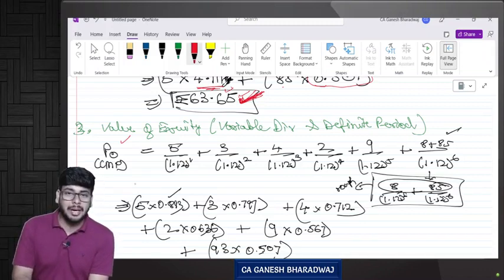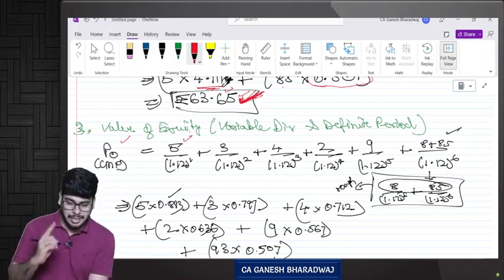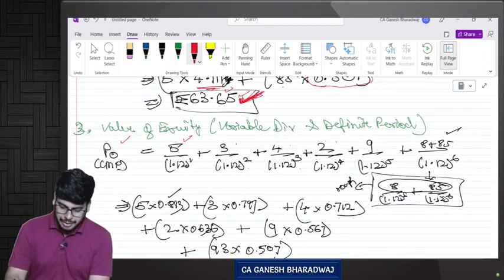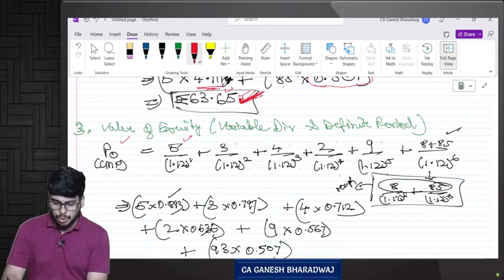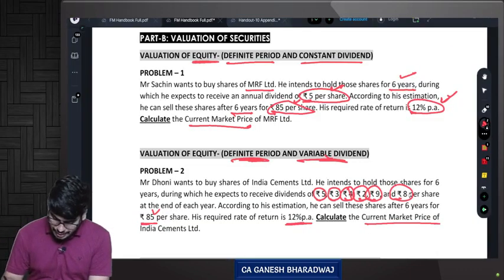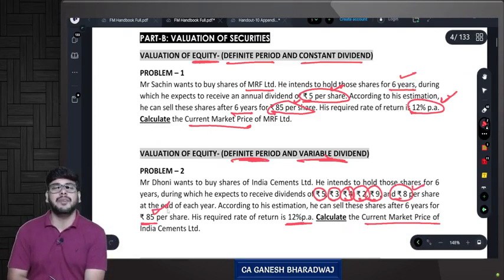So now the current market price P0 of India Cements is how much? So 5, the first year dividend, 5 by 1.12 to the power 1 plus 3 by 1.12 to the power 2 plus 4 by 1.12 to the power 3 plus 2 by 1.12 to the power 4 plus 9 by 1.12 to the power 5 plus in the 6th year you get the 6th year's dividend of 8 rupees, and in the 6th year itself you also get a sale proceed of 85 rupees, correct?